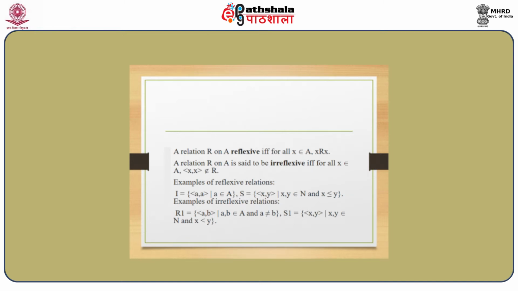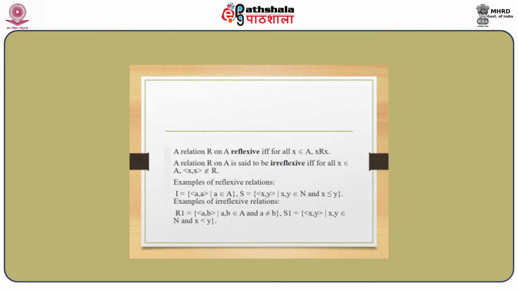Examples of reflexive relations include the identity relation, the set consisting of all ordered pairs (A, A) such that A is a member of A, and the relation S defined as the set of ordered pairs (X, Y) such that X and Y are in the set of natural numbers and X is less than or equal to Y.